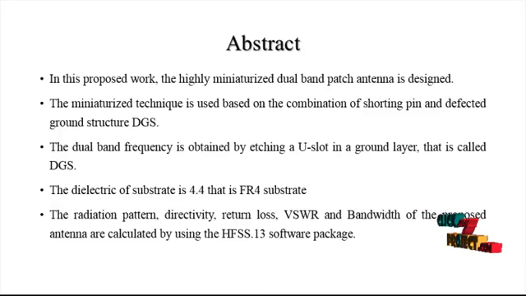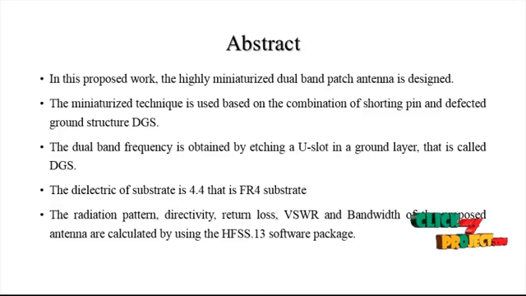In this proposed work, the highly miniaturized dual band patch antenna was designed using the HFSS software. The miniaturization technique is based on the combination of a shorting pin and a defected ground structure, that is called a DGS. The shorting pin connects the ground plane and the patch antenna. A dual band frequency is obtained by using a U slot in the ground layer. That U slot in the ground layer is called a DGS, the defected ground structure.